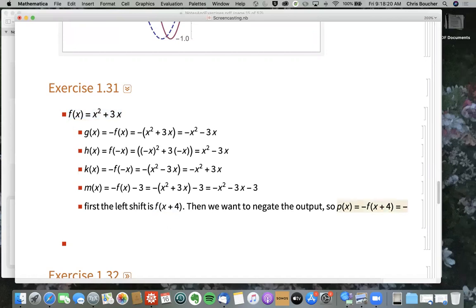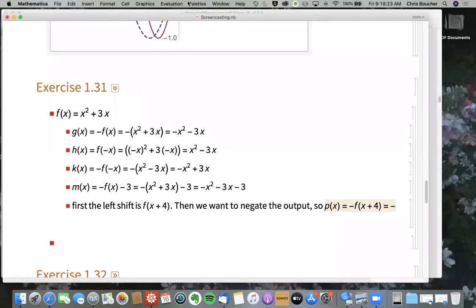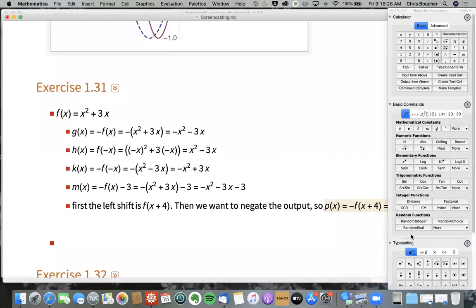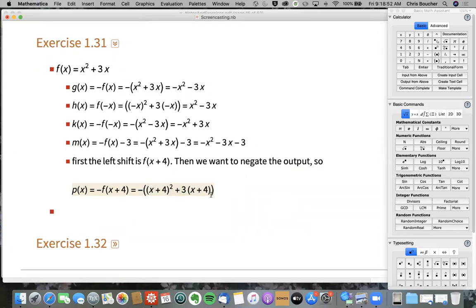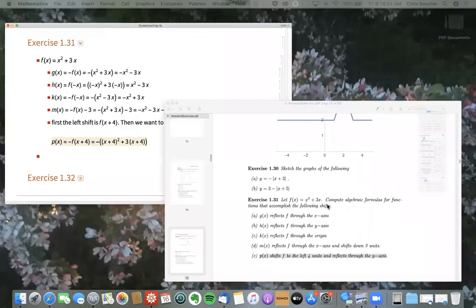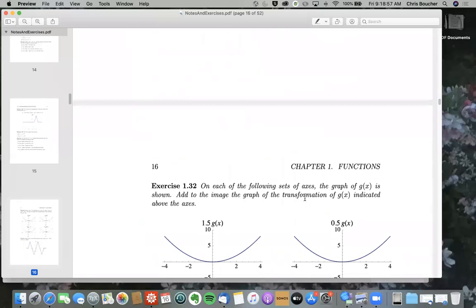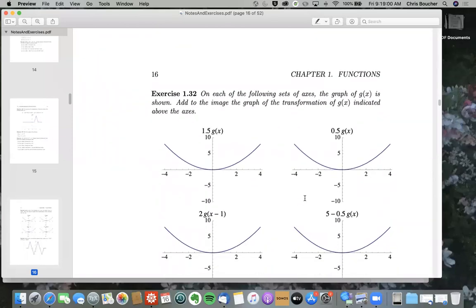So this is going to be minus x plus 4 squared plus 3 times x plus 4. That should all be in parentheses like this. This thing right here, that is f of x plus 4, and then I have the minus sign outside. And then you could do some algebra to clean that up if you wanted and FOIL things out. But let's leave that there for now and think quickly about this last exercise 1.32.